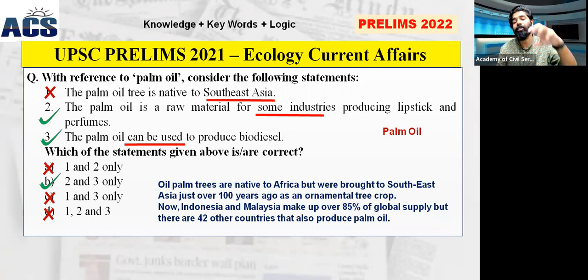The factual error in this statement is the location: the native place, Africa, was replaced with Southeast Asia. That is the knowledge part. But in most cases you will get a 50-50 situation, and you can at least eliminate. So the right answer to this question was 2 and 3. We'll see the result.